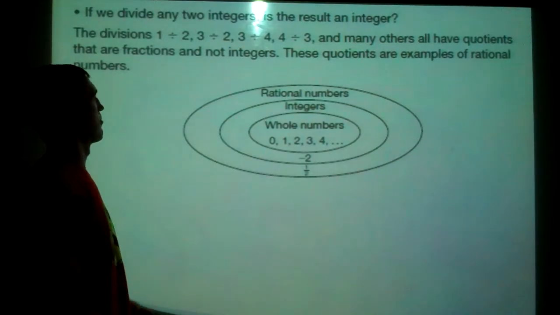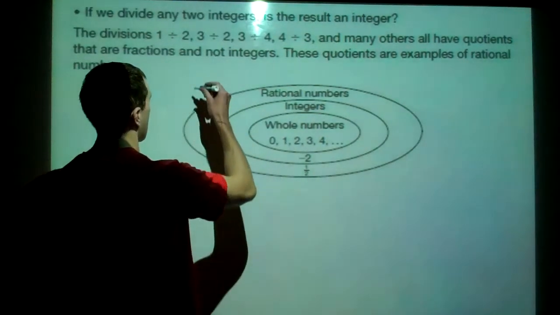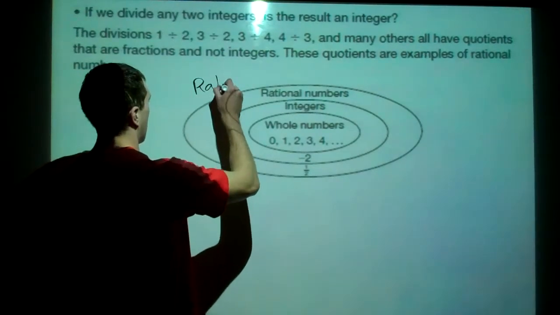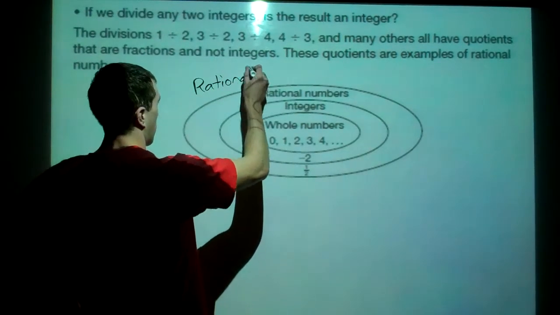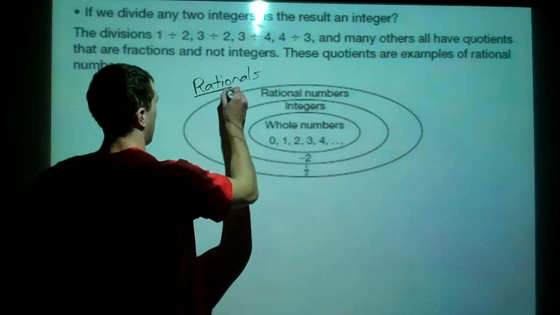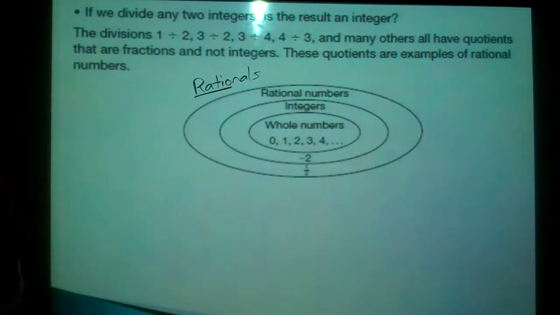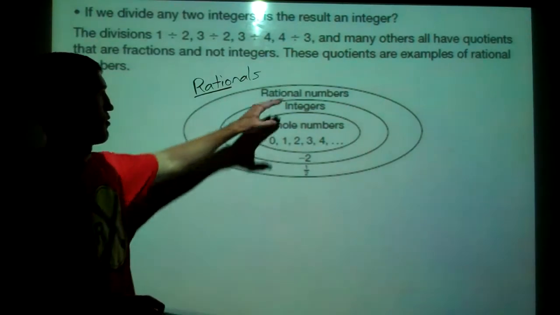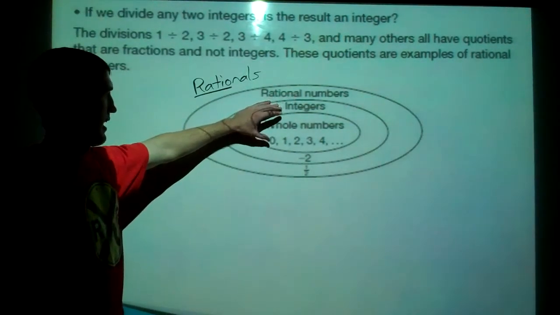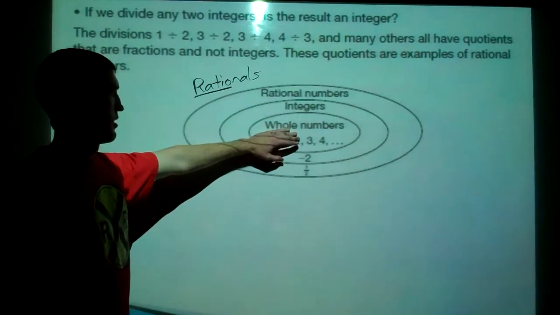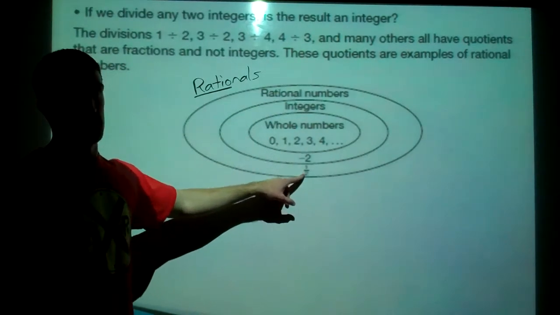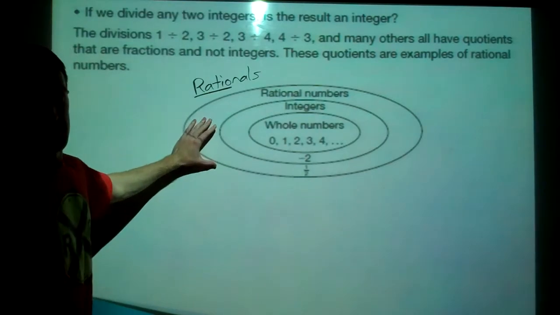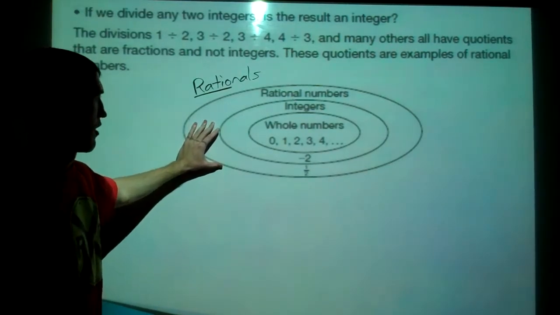Now, the thing that we want to point out here, rationals, is this word right here, ratio. Ratio always means we're dealing with fractions. That's how we can remember what the rational numbers are. They contain integers, they contain whole numbers, and they contain fractions. So rationals are the largest set of numbers that we've talked about so far.